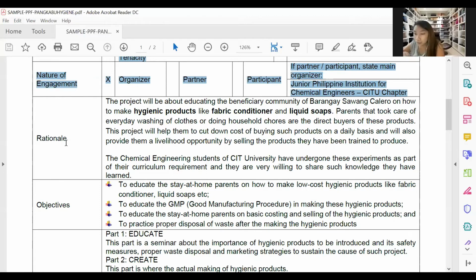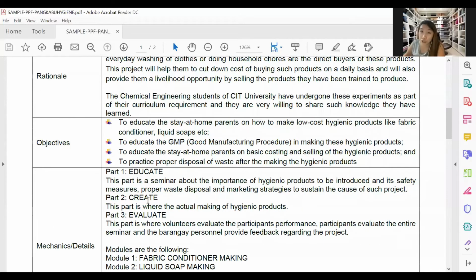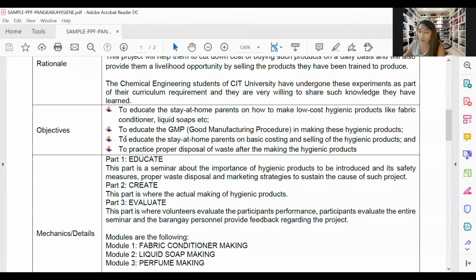The chemical engineering students of CIT University have undergone these experiments in their curriculum requirements. This is actually just part of their second year or third year laboratory, where they can actually make this into a business. That is why, if you have heard some of your friends who are chemical engineering students or graduates, they have businesses in perfume or fabric conditioner. It's actually just provided to them in their course requirement.